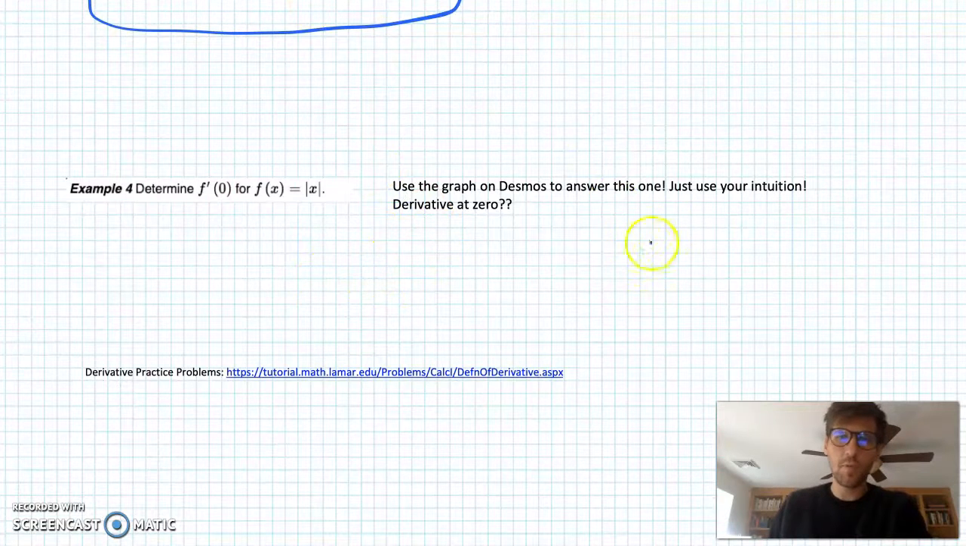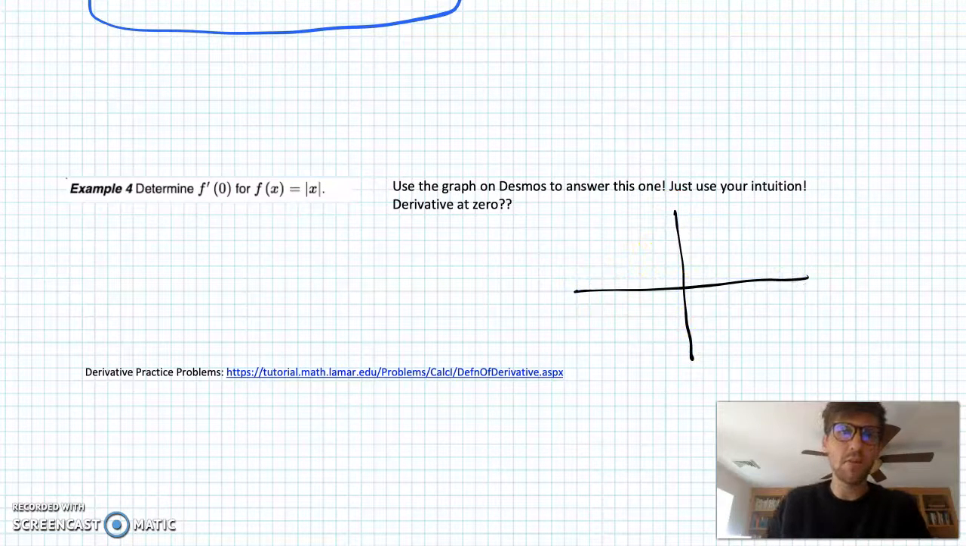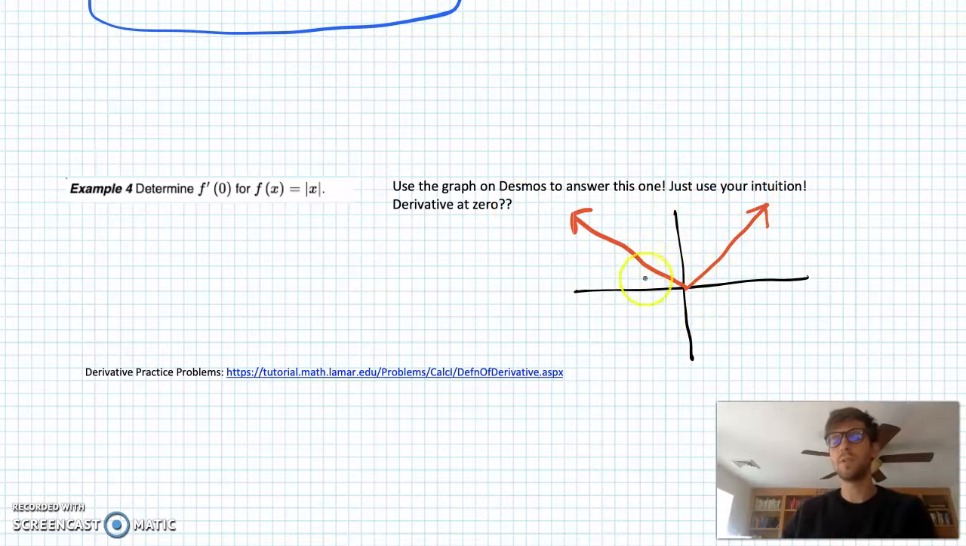So example 4, I want you to think about this one here. We'll discuss it to start class tomorrow. But you know f of x, if it's the absolute value of x, it has this shape here. So what do you think is happening there that might make it a little strange in terms of differentiability? All right, I'll stop the video.